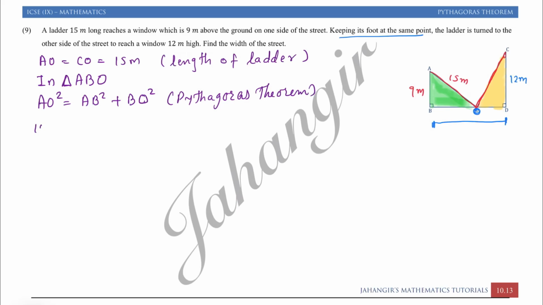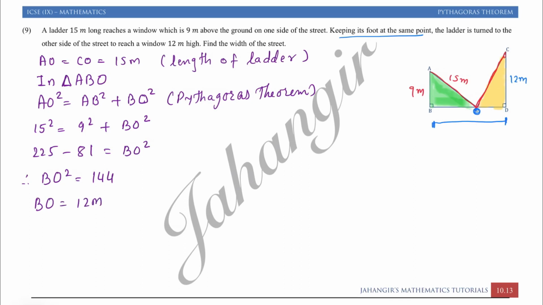AO is 15 square, that is equal to AB 9 square plus BO square. So 225 minus 81 is equal to BO square. So therefore BO square is equal to 144. Therefore, BO is equal to 12 meter. So we got BO. I can write it on the diagram. Now I have to take another triangle, which is triangle CDO.